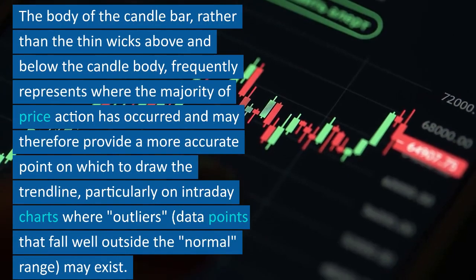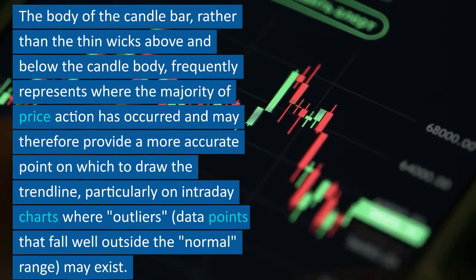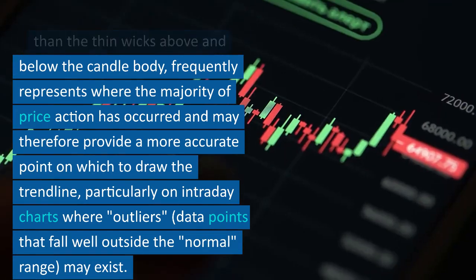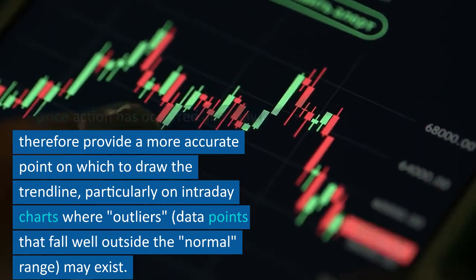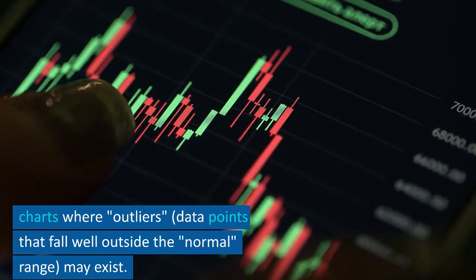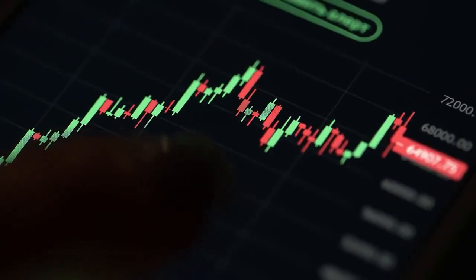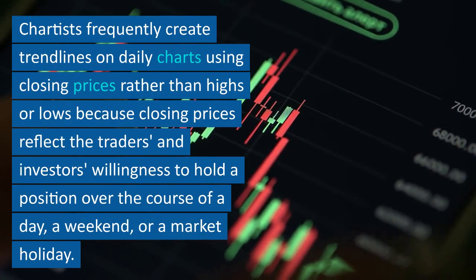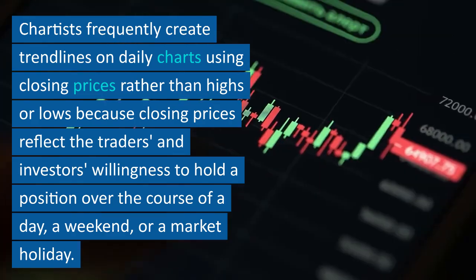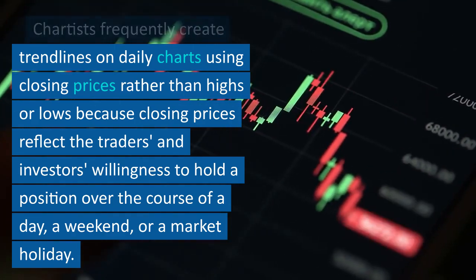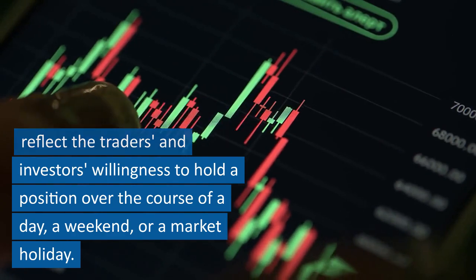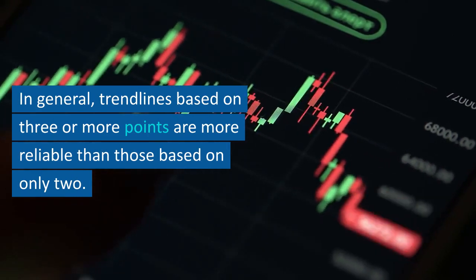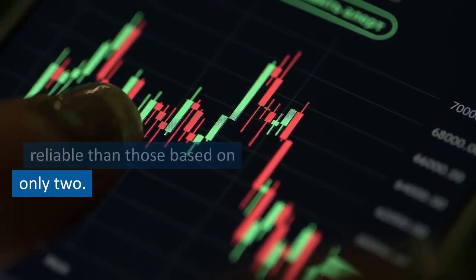The body of the candle bar, rather than the thin wicks above and below the candle body, frequently represents where the majority of price action has occurred and may therefore provide a more accurate point on which to draw the trend line, particularly on intraday charts where outliers, data points that fall well outside the normal range, may exist. There are various schools of thought regarding which part of the price bar should be used. Chartists frequently create trend lines on daily charts using closing prices rather than highs or lows because closing prices reflect the traders' and investors' willingness to hold a position over the course of a day, a weekend, or a market holiday. In general, trend lines based on 3 or more points are more reliable than those based on only 2.